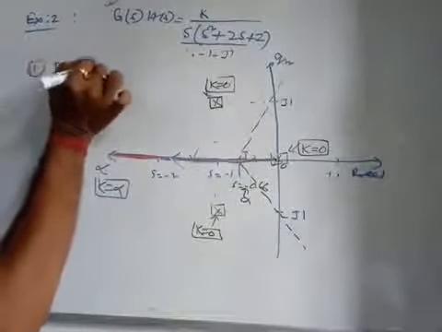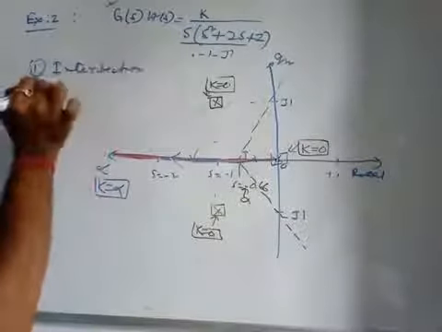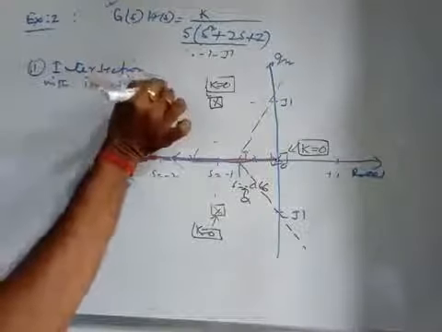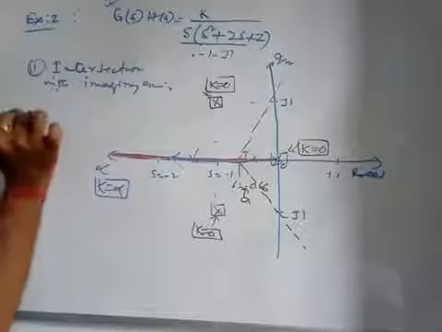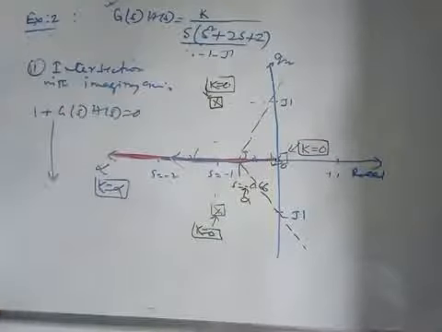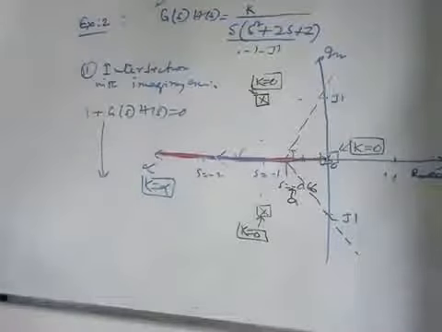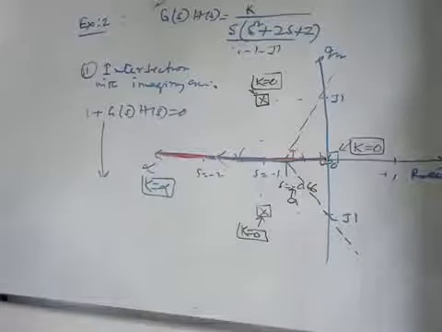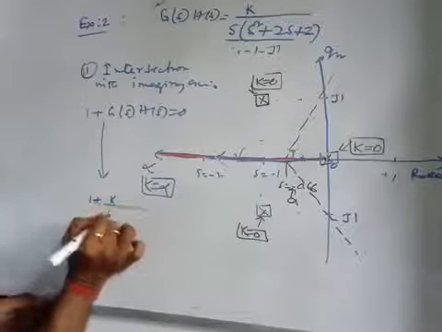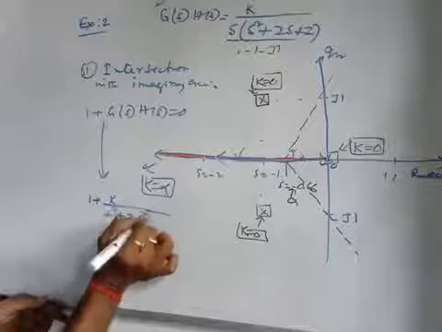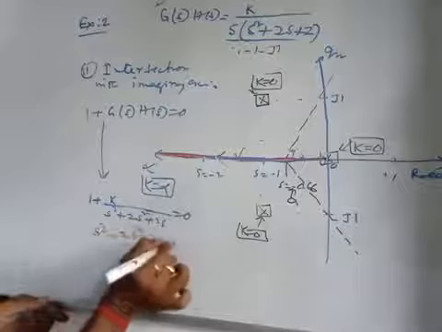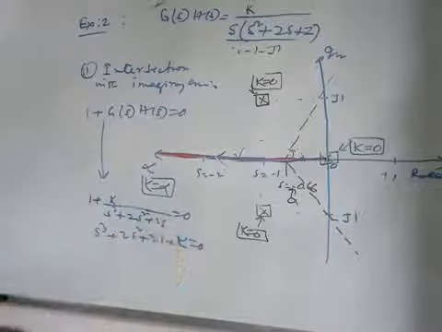Intersection with the imaginary axis. So how can it be done? With the help of the Routh array. So 1 plus G(s)H(s) equal to 0. This will give you 1 plus k by s(s square plus 2s plus 2) equal to 0. That means s cube plus 2s square plus 2s plus k will be equal to 0, right?